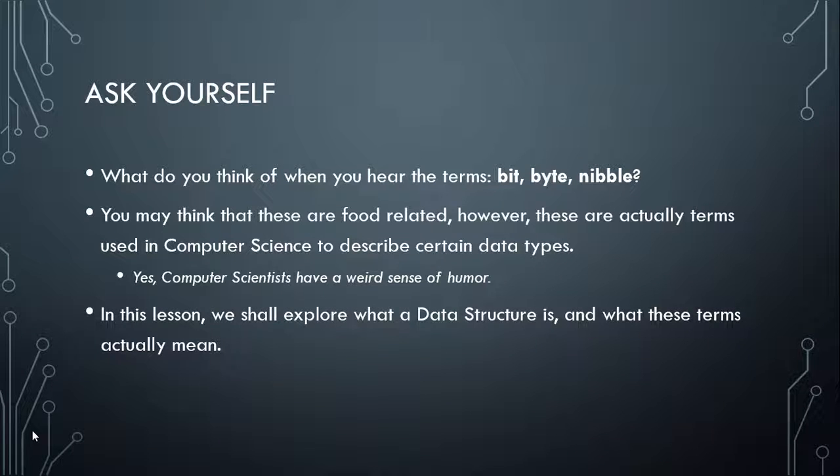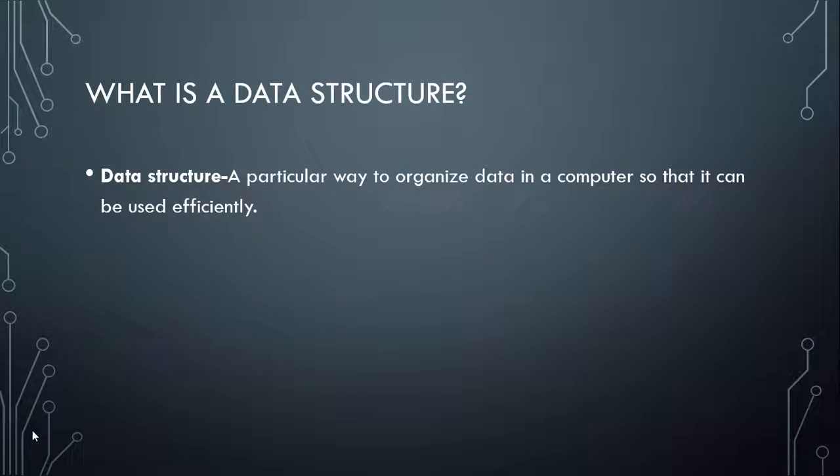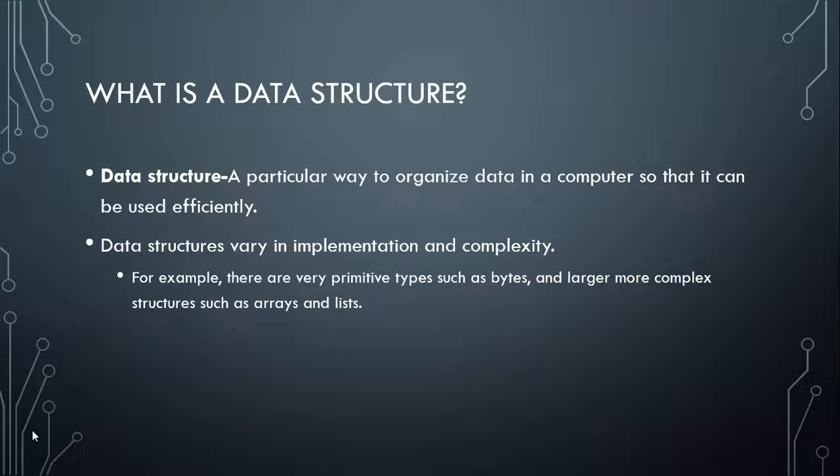In this lesson, though, we're going to explore what a data structure is and what these terms actually mean. So let's first ask ourselves, what is a data structure? A data structure is simply a way for us to organize data in computers so that it can be used efficiently. It doesn't do as much good if it's just haphazardly thrown around. It needs to have some kind of structure. And those structures vary in implementation and complexity.